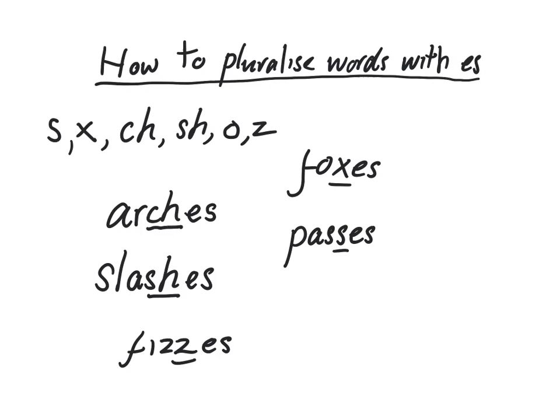the end once again. And the last one is o, so something like this, tomato, becomes tomatoes, es. This is just a really short video on pluralizing words when you need to use es. Hope that helps.